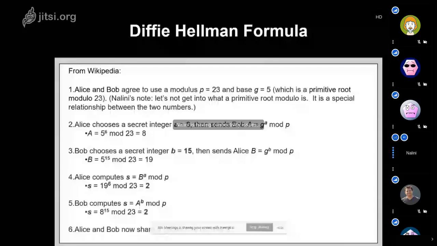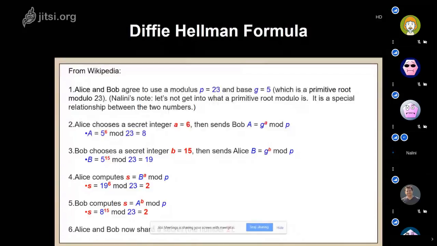And then you send, I'm simplifying a bit, but that's essentially what they're doing, because you won't see secret integer and G^A mod P. You'll see private key and public key. So it can be a little confusing, but let's go through the formula first. Okay, so you pick a secret integer, let's say 6.